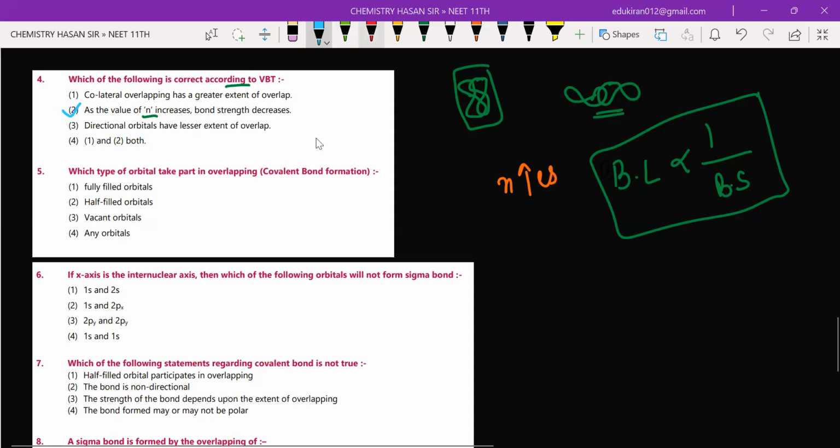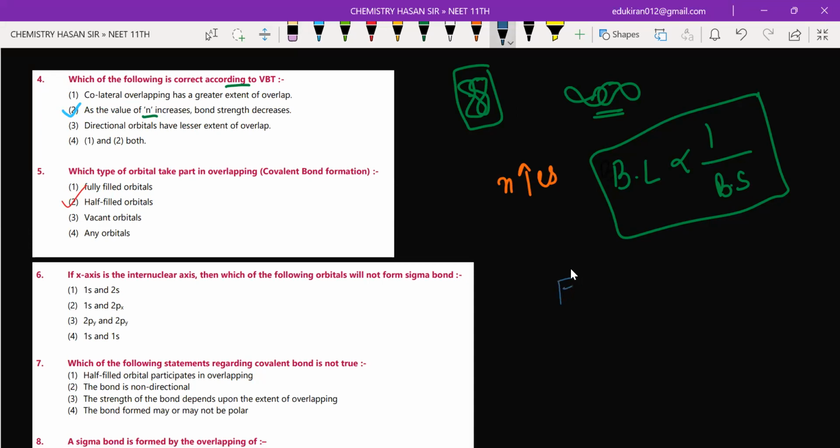Rishita, if any atomic orbital is fully filled, how can it overlap? Sorry, two half-filled orbitals. Yes. Okay. Yes, sir, tell me the answer. I don't know, sir. Do you know?